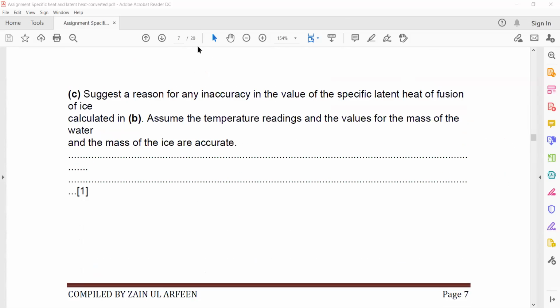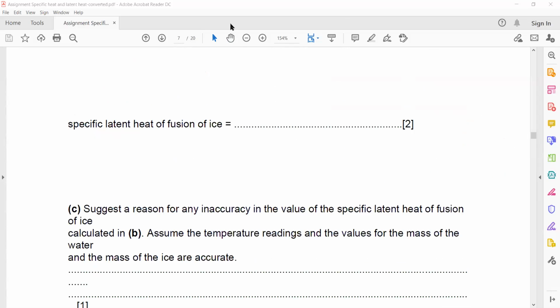Suggests a reason for inaccuracy in the value of specific latent heat of fusion. Like you're getting latent heat of fusion as 308 joule per gram. But in reality, this value is a bit higher. For example, this value is about 320. Why is there inaccuracy? Why are you not getting an accurate answer? What's the reason? What might be a reason?